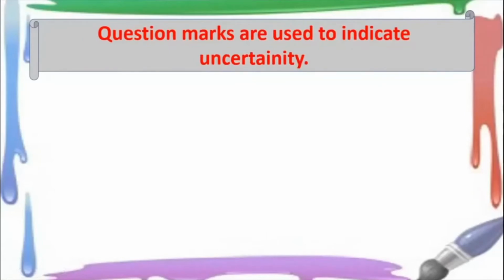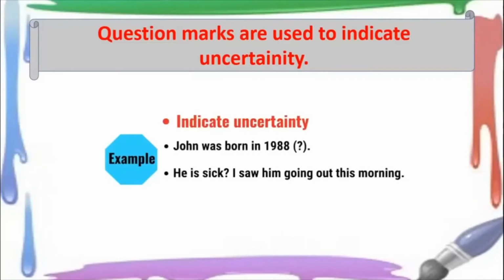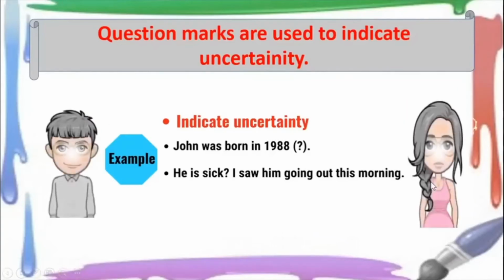Question marks are used to indicate uncertainty. When you don't know whether something is real or not, when you don't know whether it is a fact, you are a little doubtful, you use a question mark. See, "John was born in 1988?" It's a question mark. I'm not sure when John was born. "He is sick?" So you are not sure that he is sick. Why are you not sure? Because I saw him going out this morning. So you're not able to believe that he is sick. Okay, so question marks are used to indicate uncertainty. When you are confused, you can make use of a question mark.